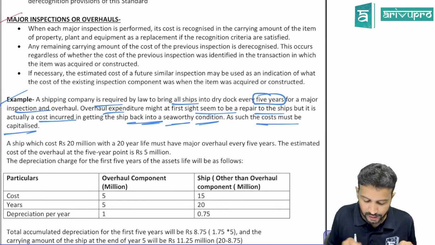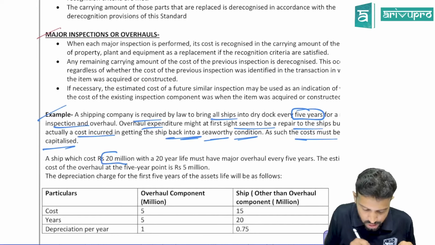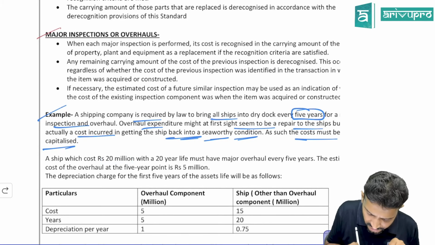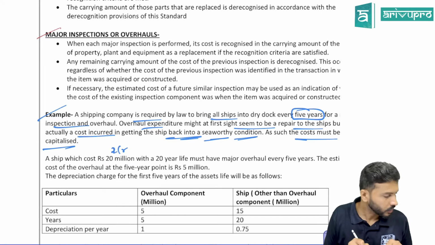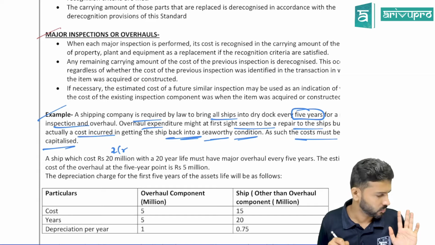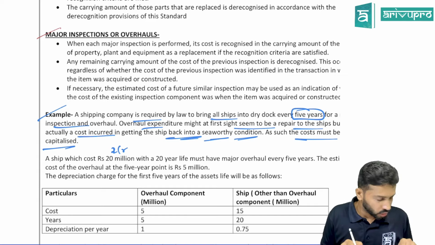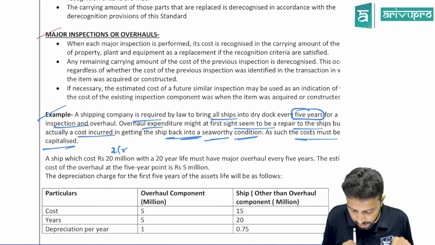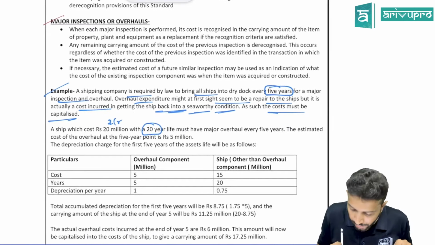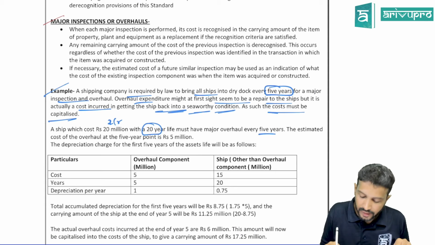Let's go into the data now. A ship, their cost is 20 million. Sir, 1 million is 10 lakh. So 20 million, can I say, is 2 crore rupees? 1 million is 10 lakh, so 20 million becomes 2 crores. Okay. All right. So the cost of the ship is 2 crore rupees and the life of the ship is 20 years. And this major overhaul is required every 5 years.